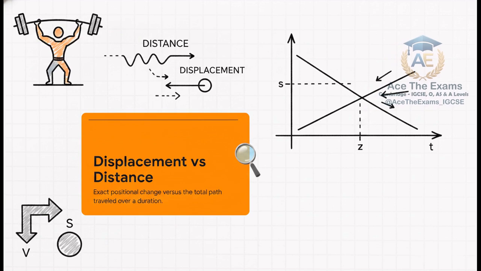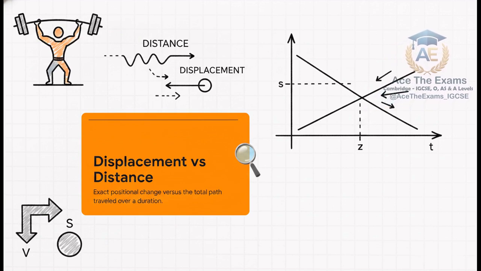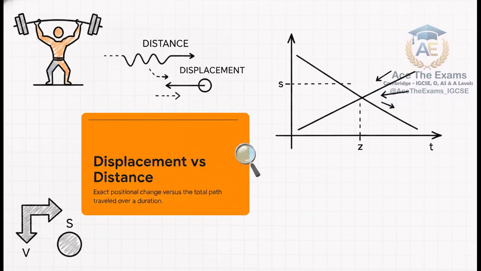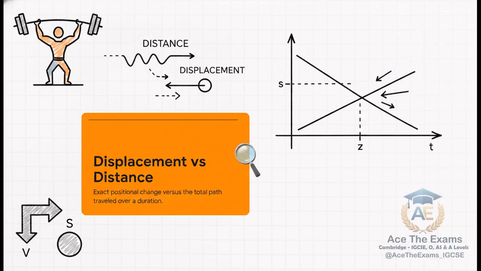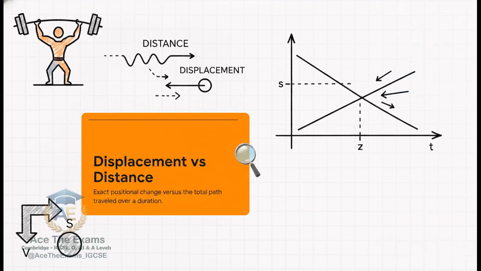If you apply the distance formula to a displacement graph without analyzing the directional shift, your foundational point in the PEEL framework is flawed and you lose the marks instantly. You must look at the axes first. Always ask yourself, are we tracking the total path or are we tracking the exact positional change?